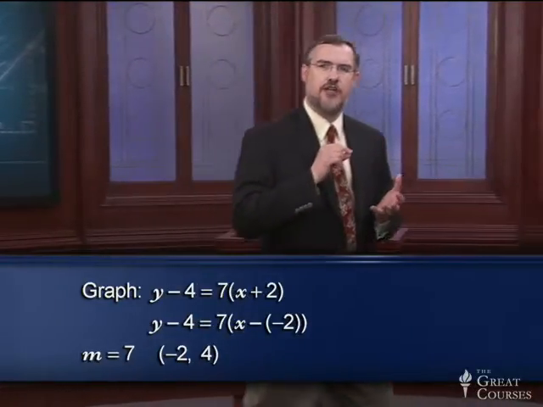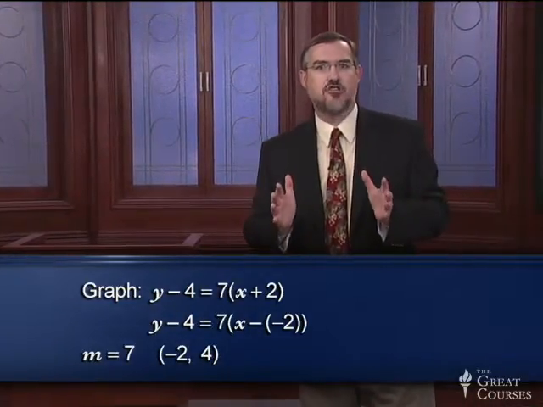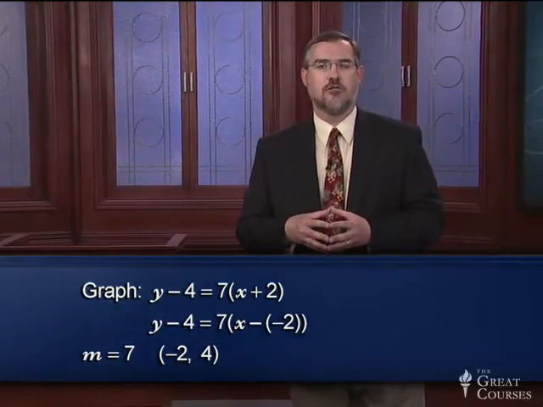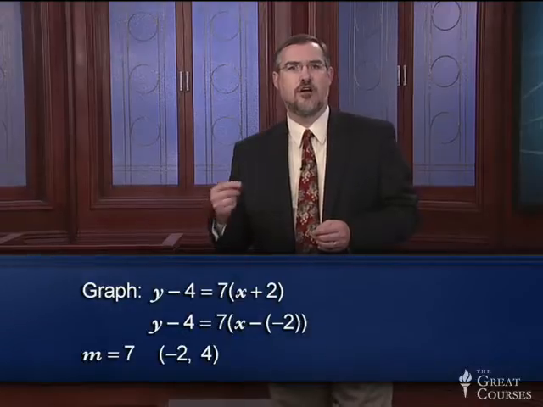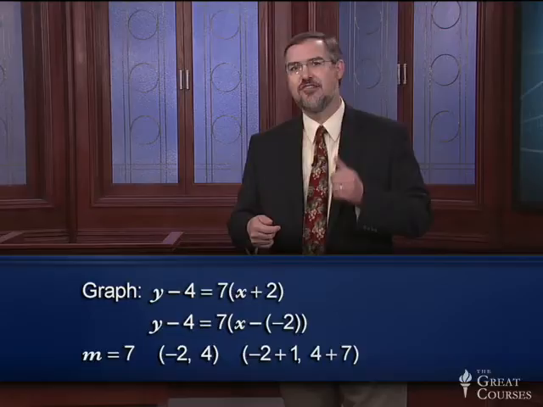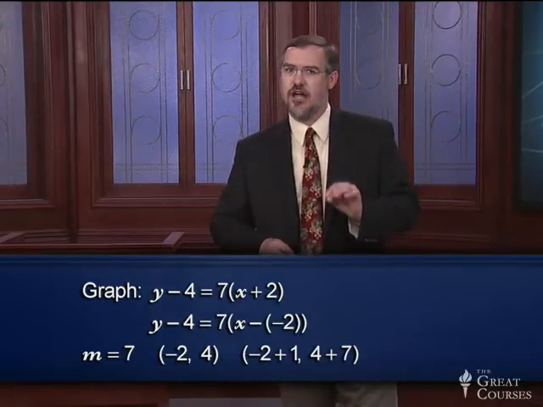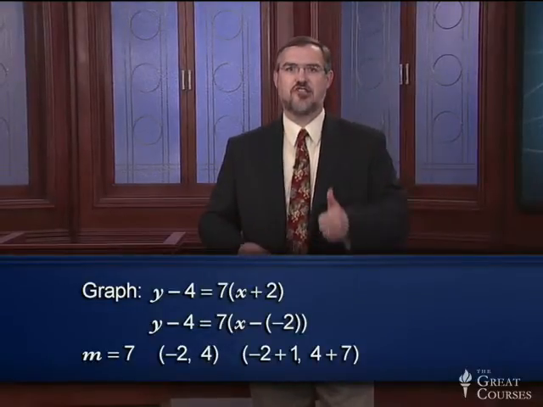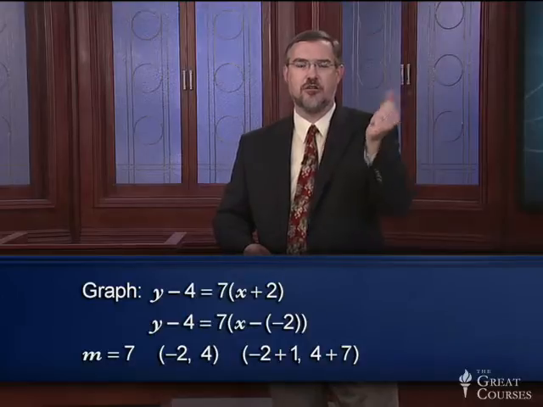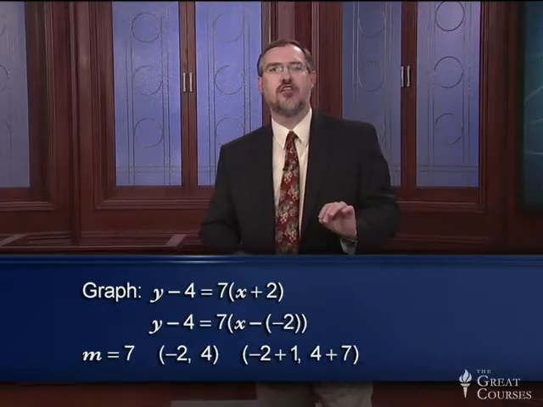I know two very important things. I know that the line goes through the point negative 2, 4, and I also know that it has slope 7. So I need to figure out another point that the line goes through. Starting at negative 2, 4, I could add 1 to the negative 2 and add 7 to the 4. Remember, the slope is 7, so it's 7 over 1. That's 7 in the y direction and 1 in the x direction. So I'm going to add 7 to the 4, and I'm going to add 1 to the negative 2.